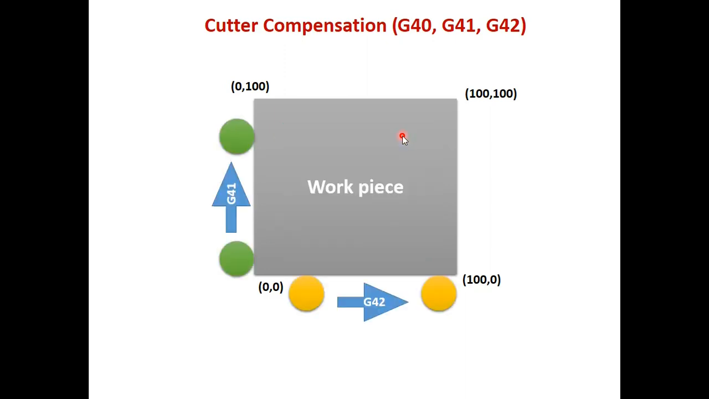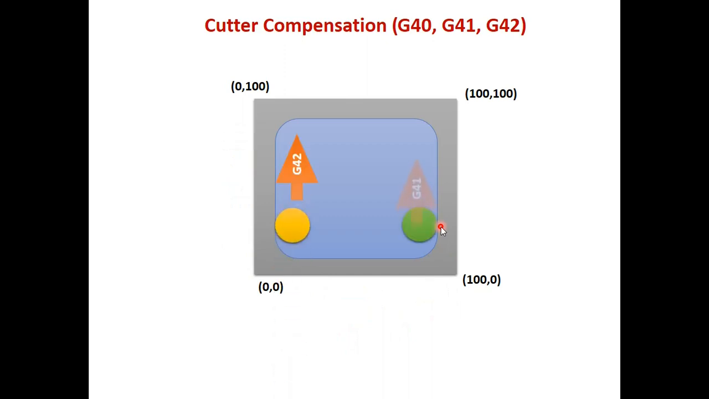So you can see when I'm doing any outer part, G41 is clockwise and G42 is anti-clockwise. But when I'm doing the inner part, it is completely reversed. So this one is going clockwise, this one is going anti-clockwise.